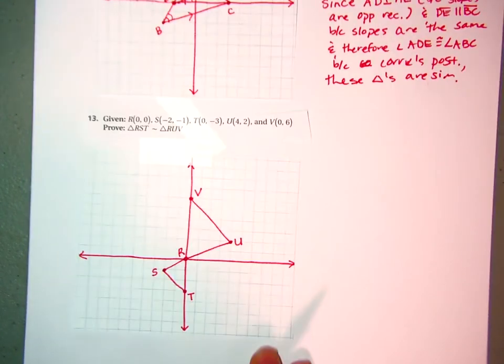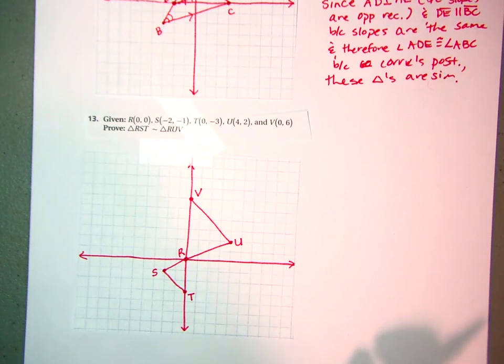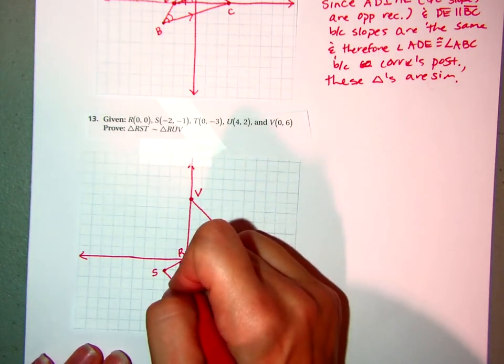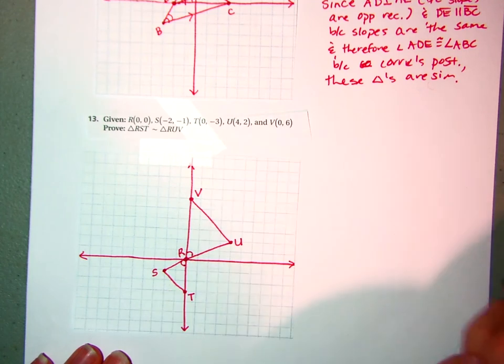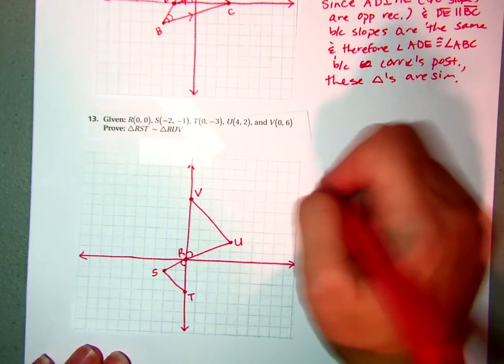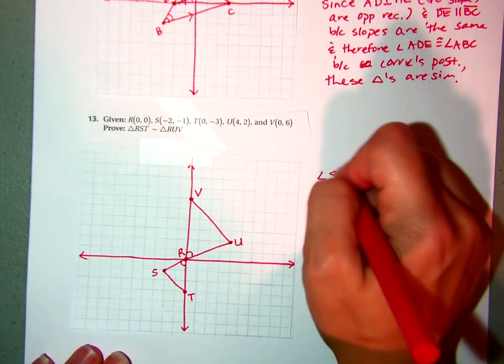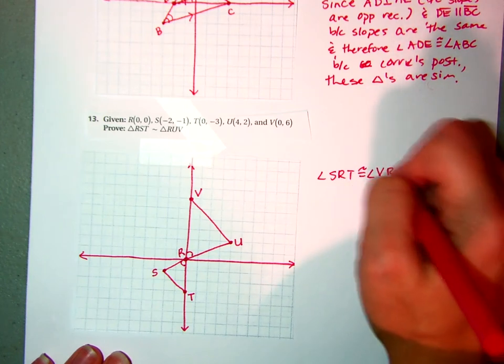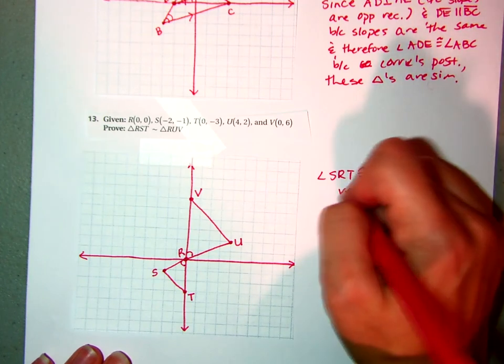All right, let's look at number 13. So number 13, right off the bat, I see that I could go ahead and say I've got this side here, this angle is congruent to this angle because of vertical angles. I might as well write that. So angle SRT is congruent to angle VRU because vertical angles are congruent.